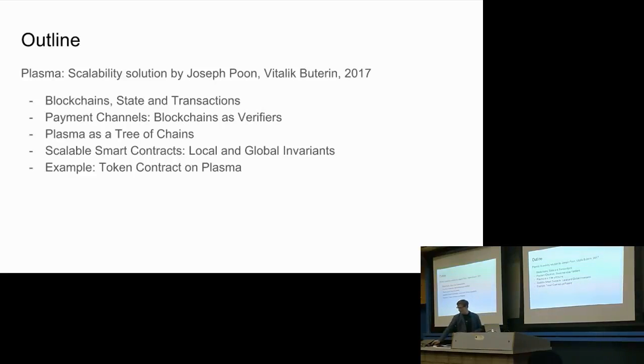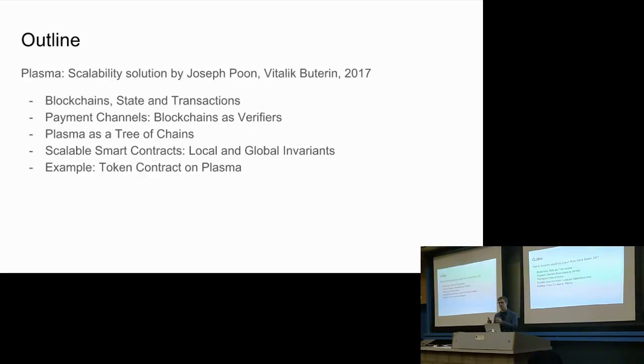Plasma is a scalability solution proposed by Joseph Poon and Vitalik Buterin, I think in August this year. I will start at the very beginning and explain what blockchains are and what I mean when I say state and when I say transactions. And we will see that blockchains are a bad idea because they can only process a limited amount of transactions per second.